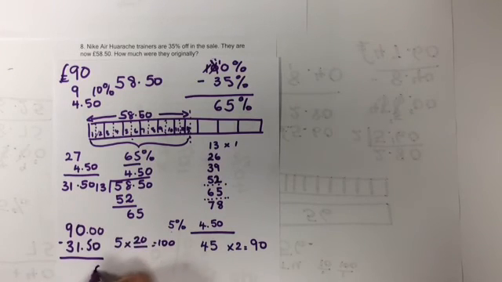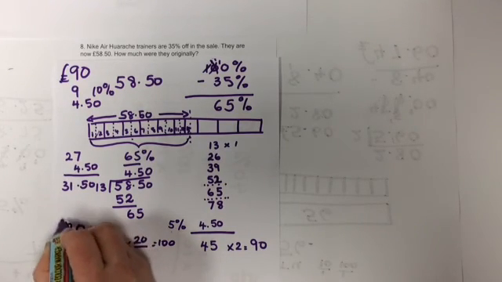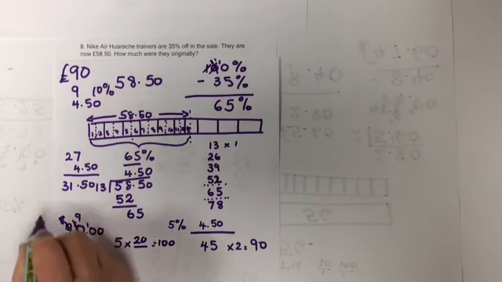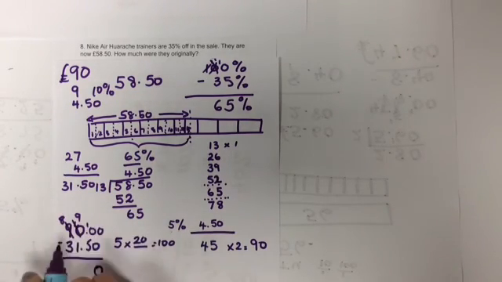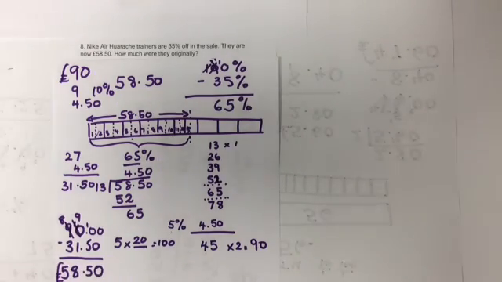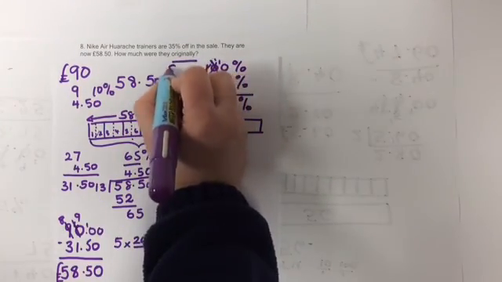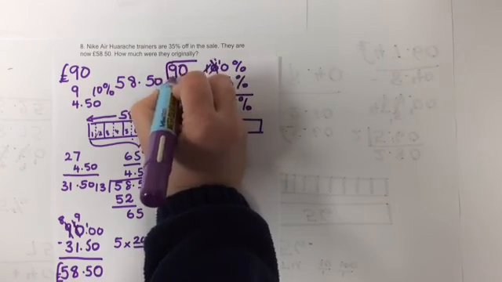So 0 from 0 is 0. 0 from 5 we can't do, so we're going to have to go over here. Remember, we always only can go one column at a time. 1 from 9 is 8. 3 from 8 is 5. And we get back, after taking off, I think, to our original £58.50. So we know we are correct, that the trainers were originally £90.